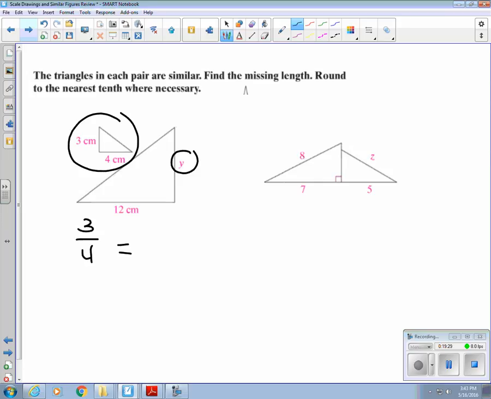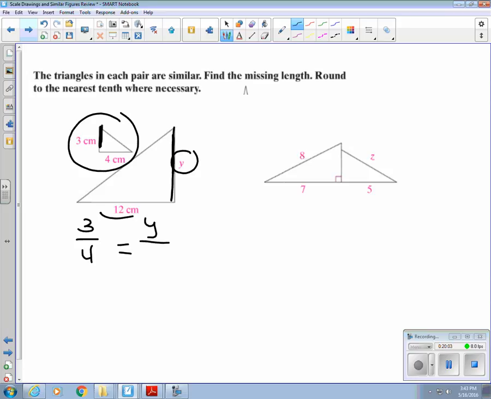Now, when I look at the 3 centimeters, sometimes you get a little tricked up because they'll turn one of the figures so that everything doesn't line up nicely. So you've got to look at the side lengths and make sure that you're matching up the ones that appear to be the same length. I see that this 3 is on the side of the triangle, and the y is on the side of the triangle. So I want to make sure that the 3 and the y are in the same position because they're corresponding. So that would mean y would go up top.